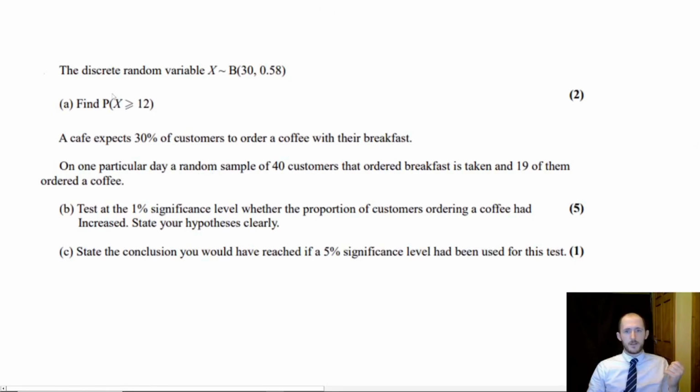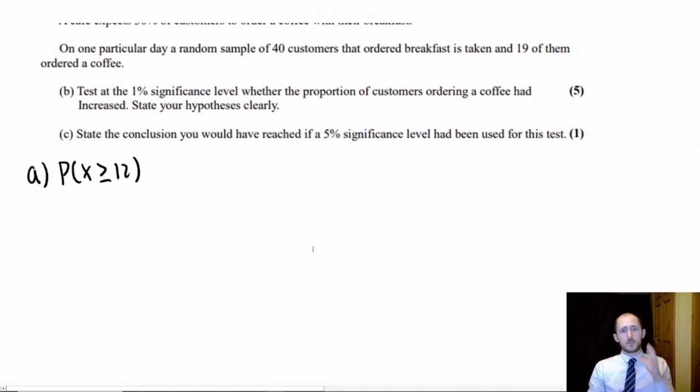Okay. Next, the discrete random variable x is modelled by the binomial distribution with a 30 sample size and a 0.58 probability. Part A simply says, find the probability that x is greater than or equal to 12, but hopefully you should know that we can't work that probability out directly. Remember, when you use your cumulative distribution, it only goes less than or equal to 12.